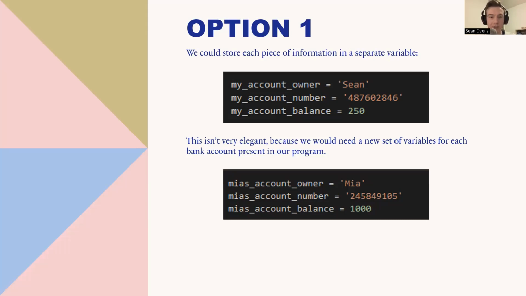So the problem with this particular approach is that if I need to create another bank account, I just need to create a whole new set of variables for every single account that I make. So if I wanted to create an account for someone named Mia, for example, then I would need a whole new variable for her name, a whole new variable for her account number, and another one for her account balance.